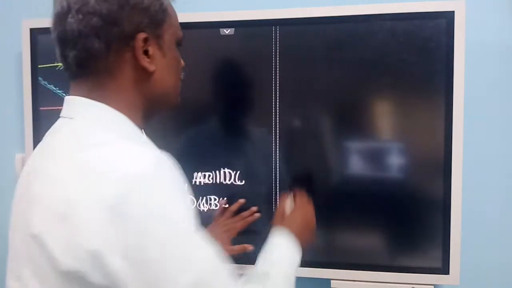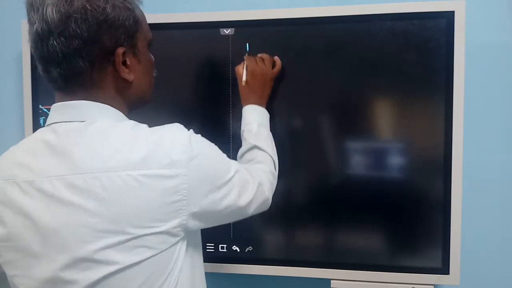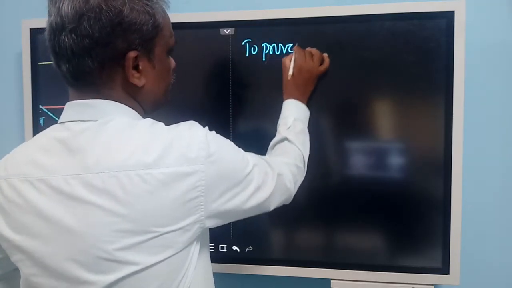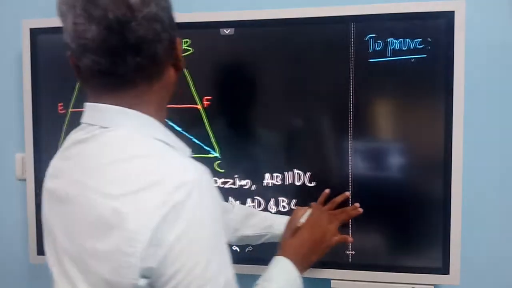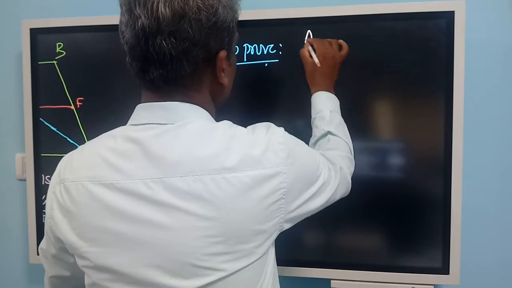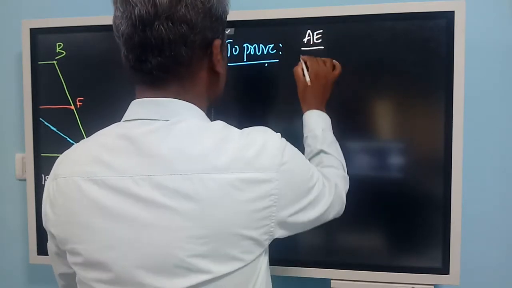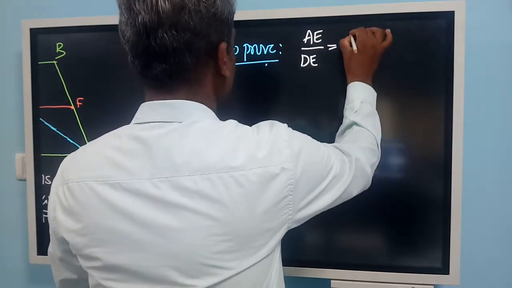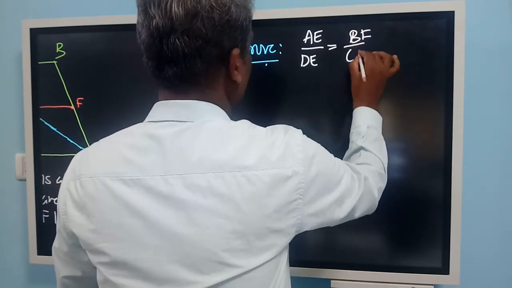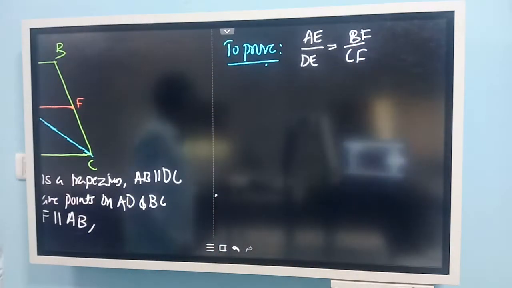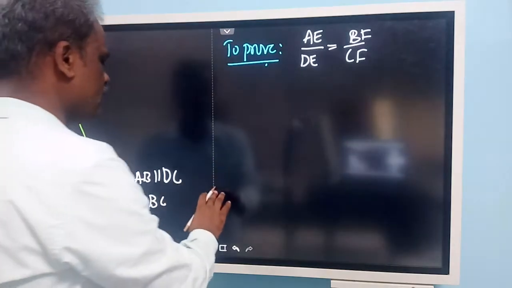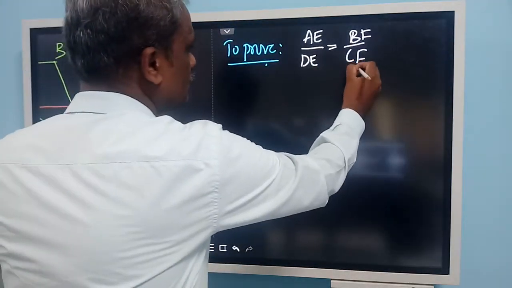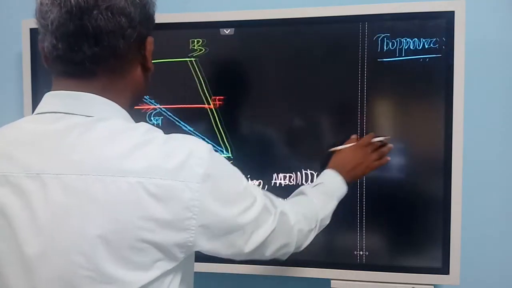And you have to prove that. So what do you have to prove here? We need to prove the sides are divided in the same ratio: AE by DE is equal to BF by CF. AE by ED or DE both are the same, BF by CF or FC both are the same. So we have to prove that these two sides are divided in the same ratio.